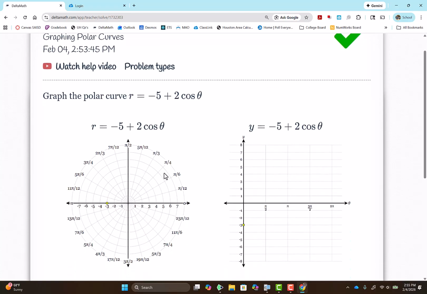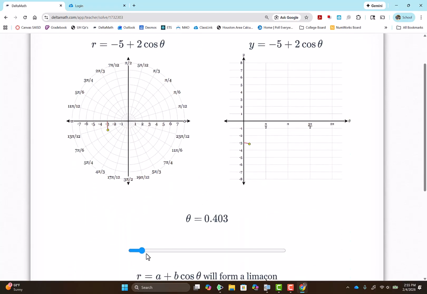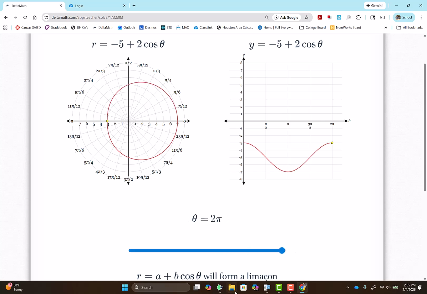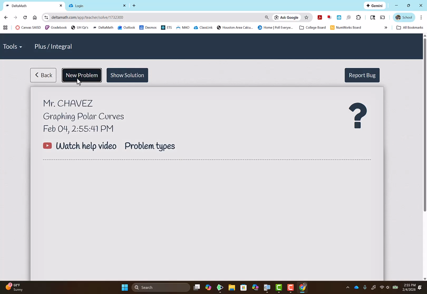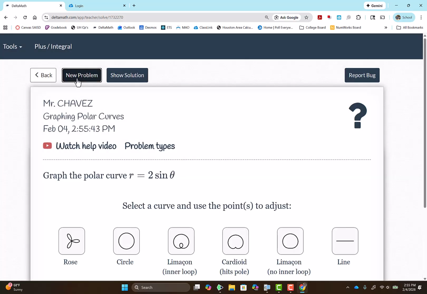Look, it is symmetric on the x-axis, and then you can mess around with this and be like, oh, I'm getting it now. Boom. See? What do you guys think? Okay, check it out. Now, let's do some good ones that we were talking about.